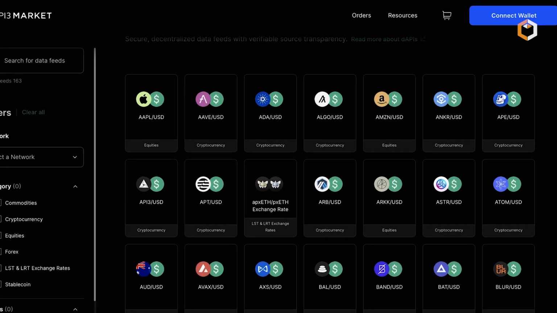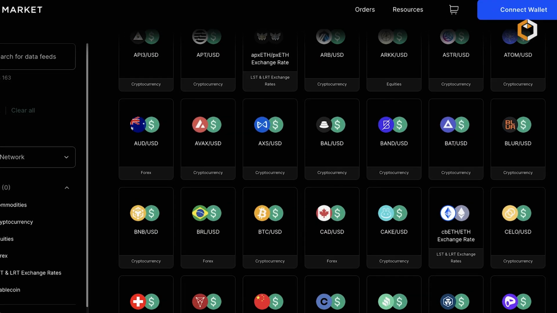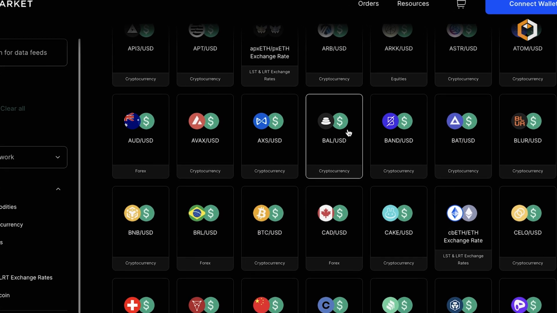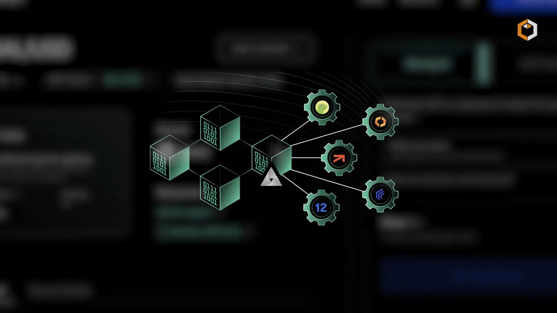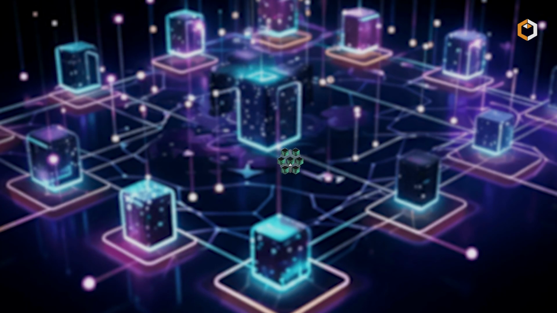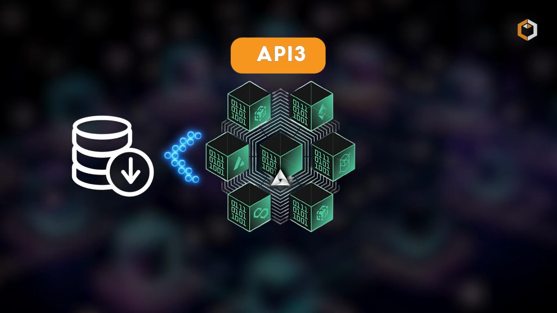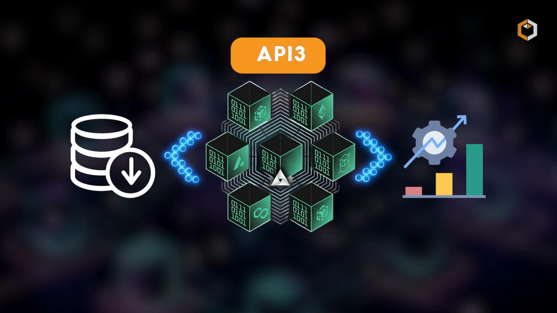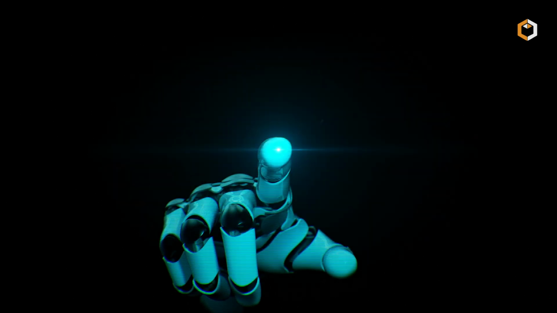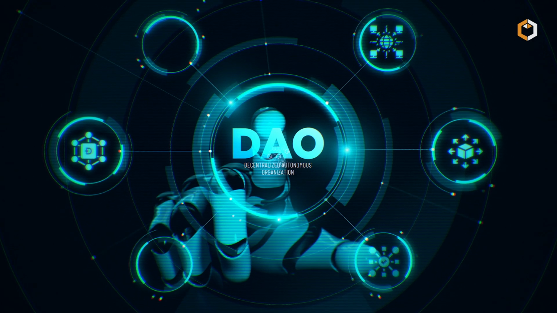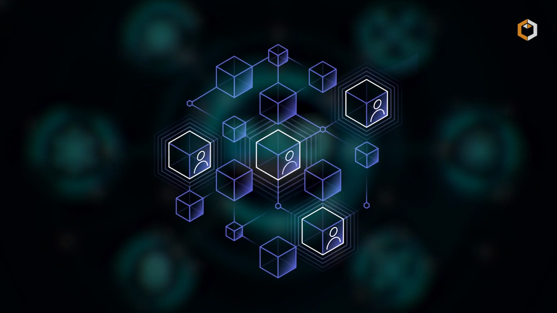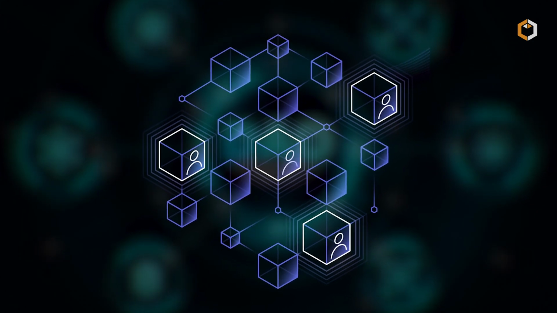The platform operates through decentralized APIs, allowing data providers to offer services directly on the blockchain. By eliminating intermediaries, API3 reduces costs and increases efficiency. Governance is decentralized through a DAO, ensuring decision-making is distributed among stakeholders.